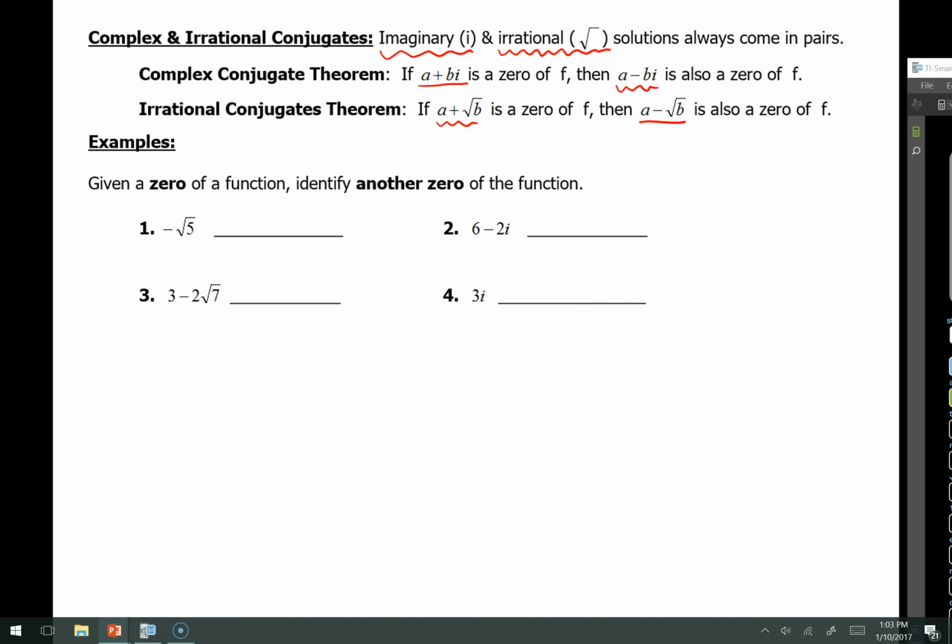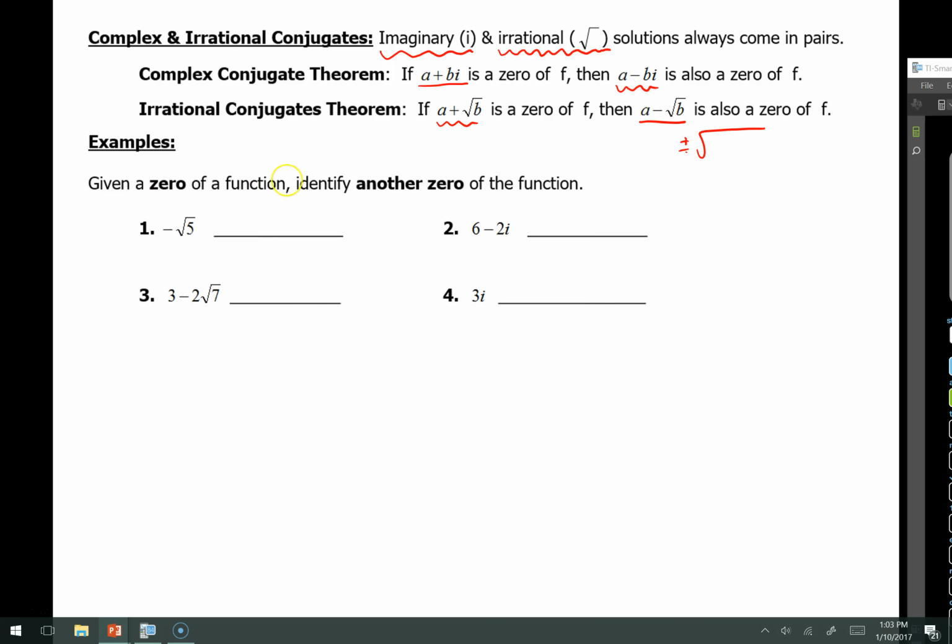This is because when we use the quadratic formula, you know how there's that plus minus in the quadratic formula? There has to be a positive and a negative version of whatever that square root is, or whatever that simplified square root with the i in it is. All right, so let's look at some examples.